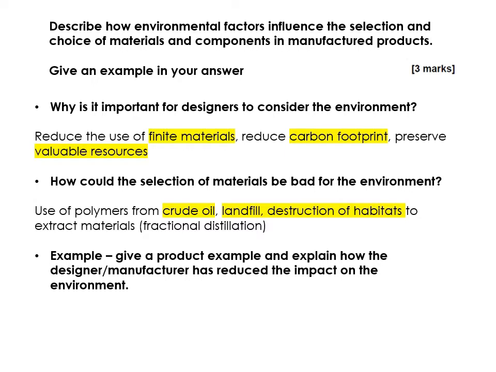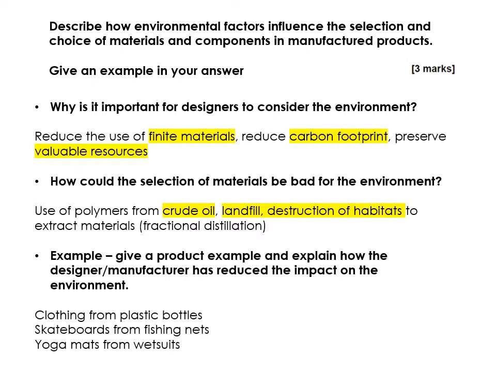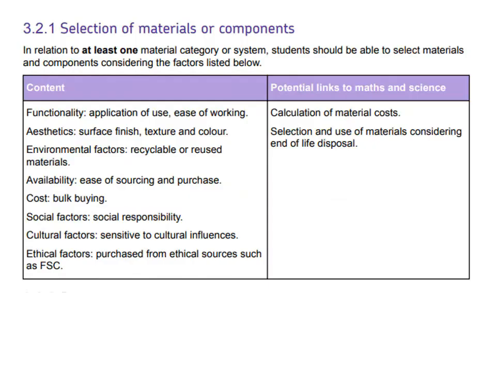So some examples that you could give, like we said, clothing from plastic bottles, skateboards from fishing nets, yoga mats from wetsuits. But the choice of materials and the impact on the environment could be something that comes up in the exam. So make sure you've got a few examples that you can talk about, and don't forget to bring in all of those different things about where the material's coming from, the life cycle of the material, because that's going to be really important.